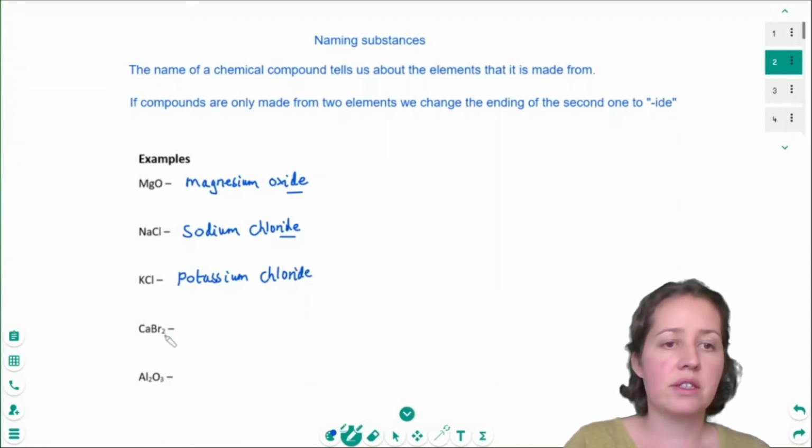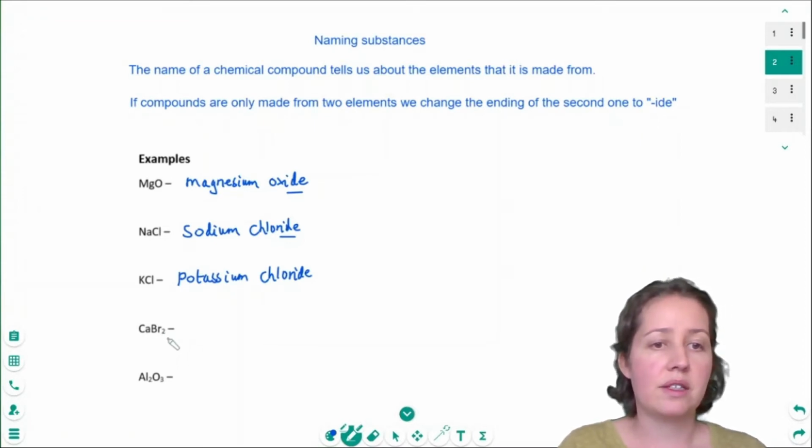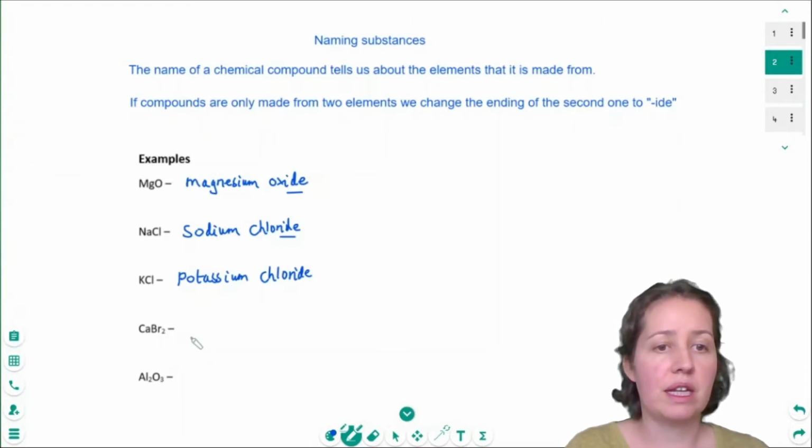In CaBr2, this is the first time that we've met numbers in a compound. Okay, the numbers are simply there to tell us the ratio of the number of each type of atoms that appear in the formula. We'll be looking at how we work out these numbers when we do this in the formula video. However, for naming, we typically ignore the numbers and we still just look at what the elements are.